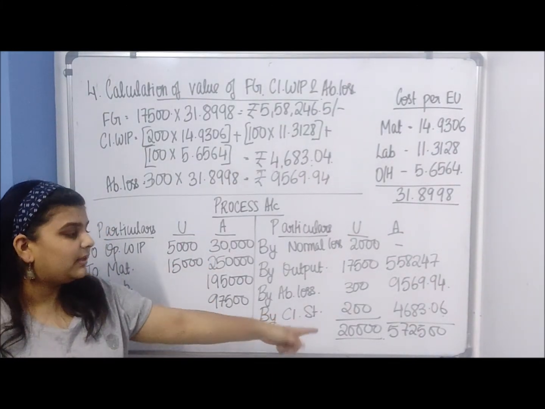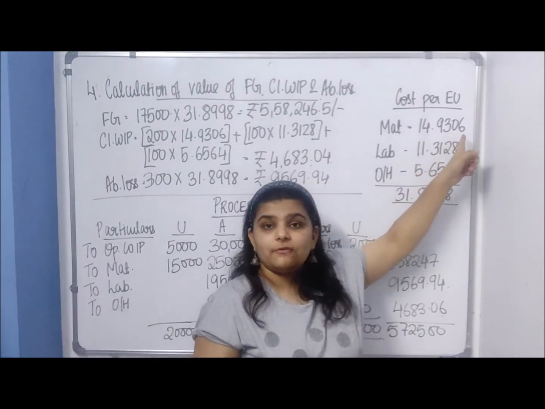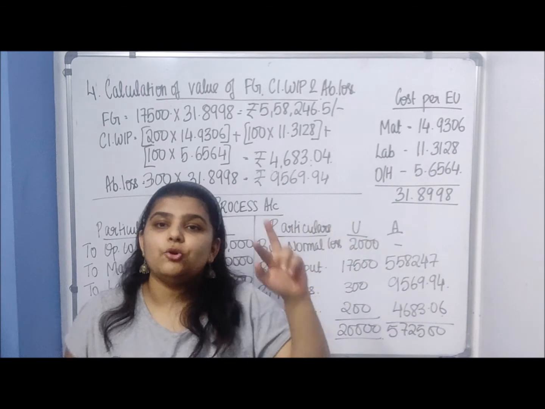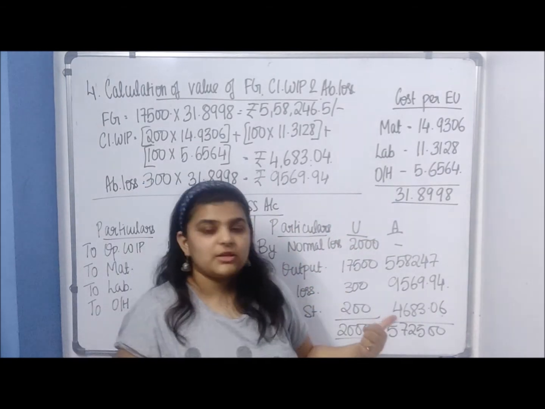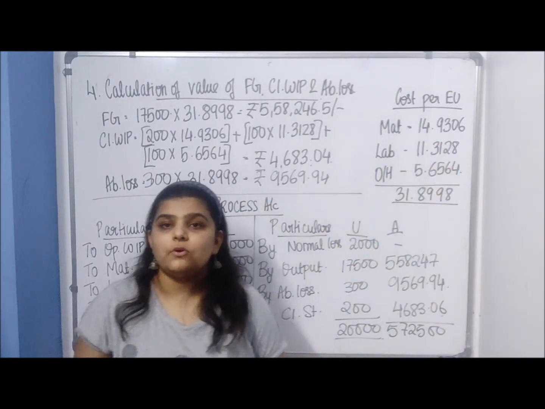We have tallied everything. There's a small difference because of our decimals, and that is when I had taken 4 decimals. If I would have taken 2 decimals, the difference would have been much more. That is why it is always suggested that you take up to 4 decimals.